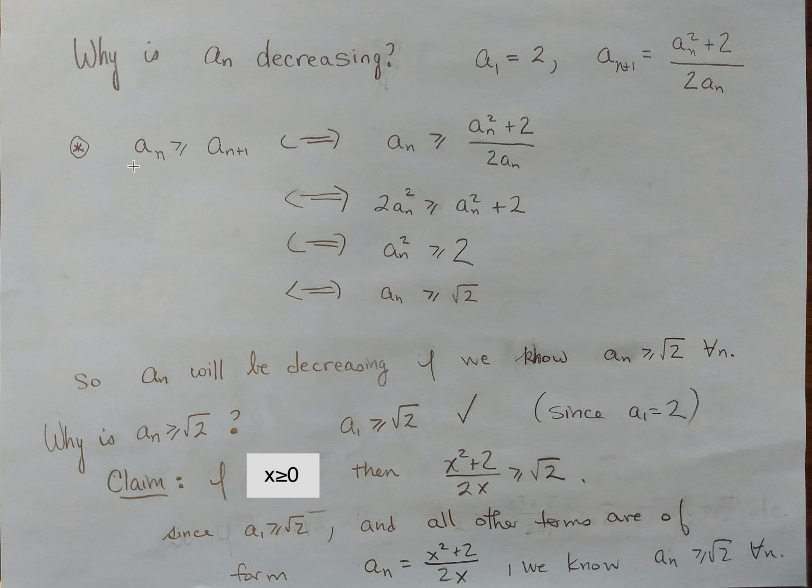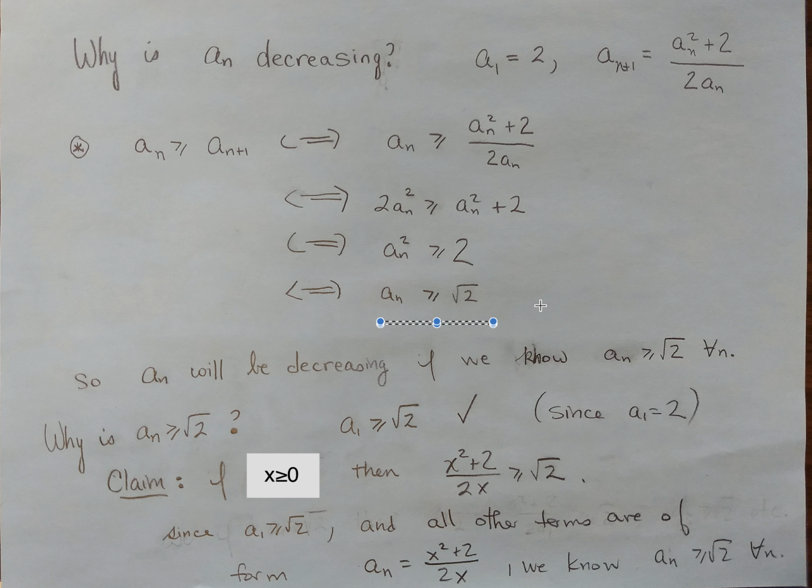What I wanted to do, and this is something we didn't do in class, is to sort of work through what the decreasing property would mean. So let's say that an is greater than or equal to an plus 1. Well, in our particular case, we have a formula for an plus 1, so we can rewrite that over here. And if we do some algebra, and you should maybe pause the video now and work through these steps, if we clear denominators and get down to the end, we can determine that this will happen if and only if, because all of these steps are reversible, an is greater than or equal to the square root of 2.